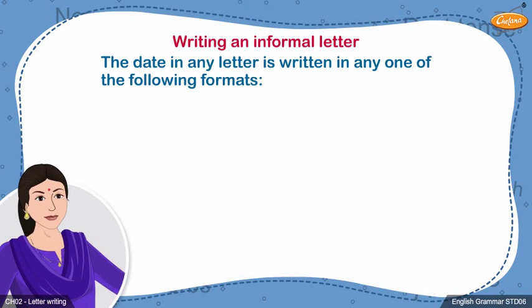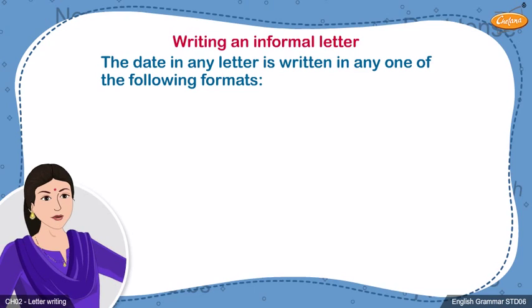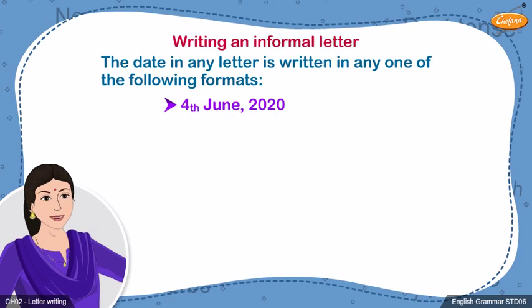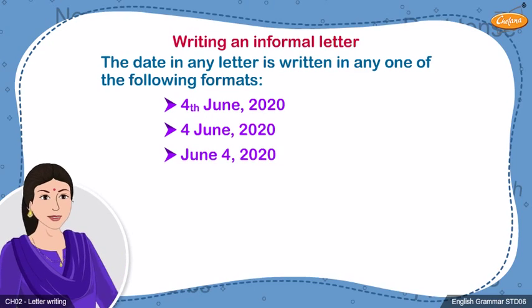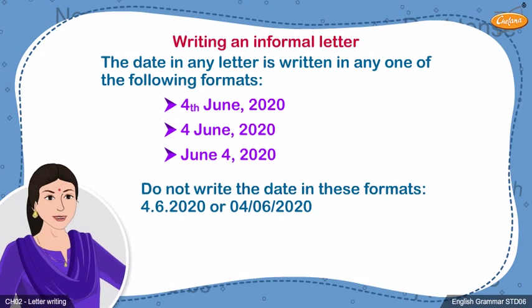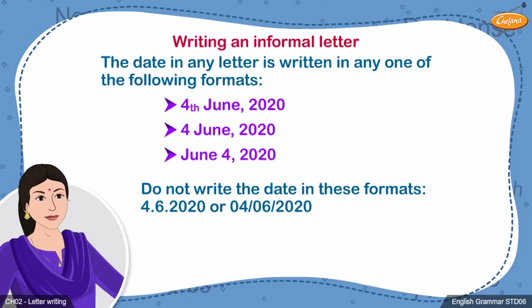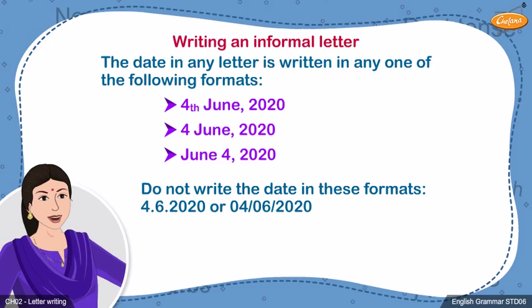Students, the date in any letter is written in any one of the following formats. 4th June 2020, 4 June 2020, June 4, 2020. It is never written as 4.6.2020 or 4/6/2020.